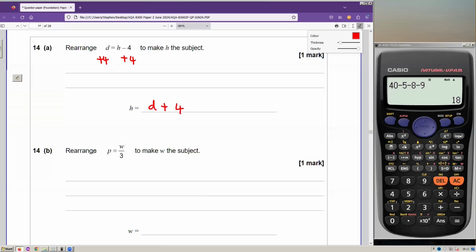Okay. This one, rearrange p equals w over 3 to make w the subject. We times 3 both sides. Times 3. W equals 3p.